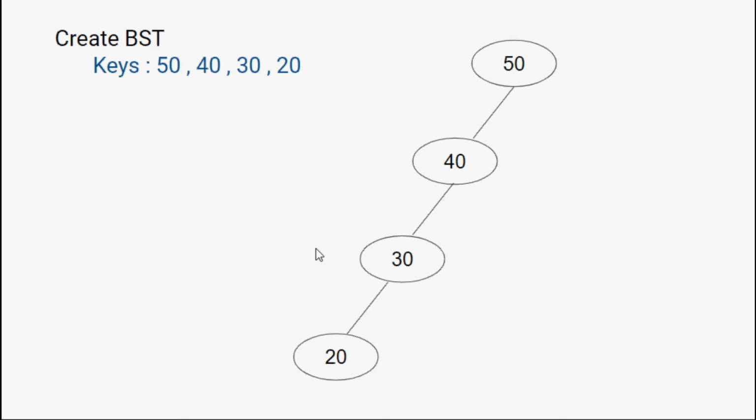In this, if you can just observe that there is no child at the right side of 50, 40, 30. There is no right child of all these nodes. They are having only one left child. Okay. So now in AVL trees, we are going to balance such kind of thing, by maintaining the property of binary search tree. How we are going to do that? With the help of balance factor.